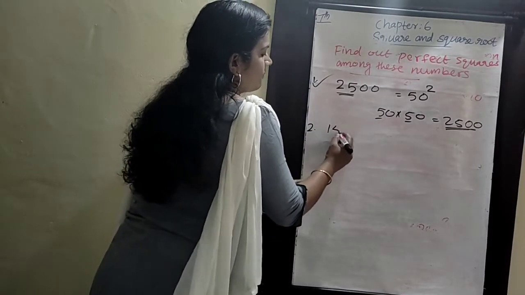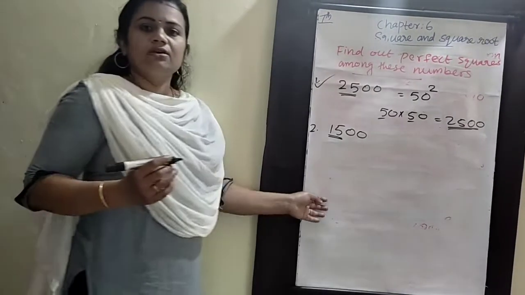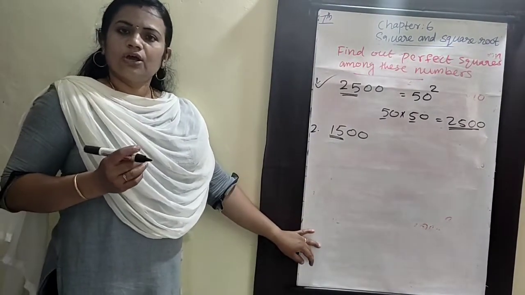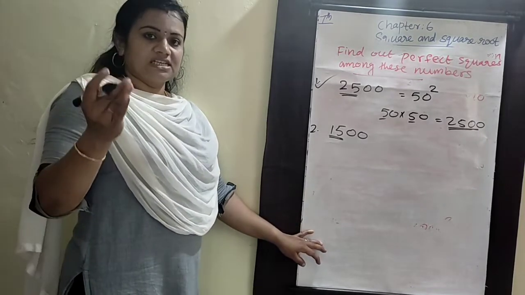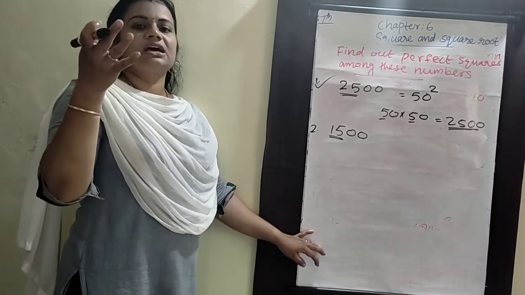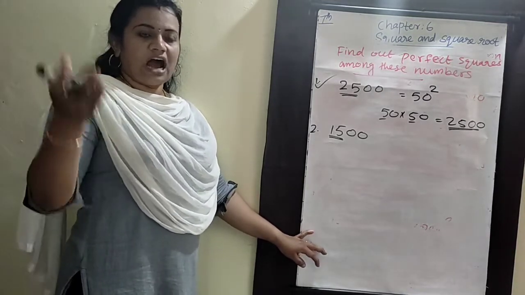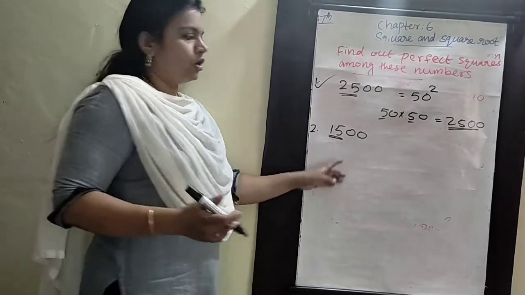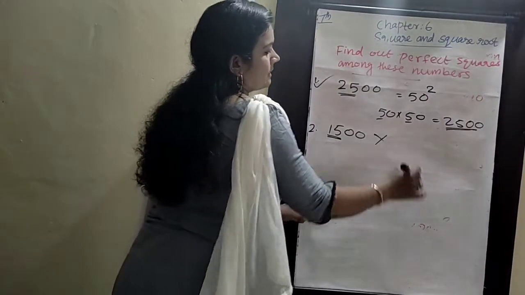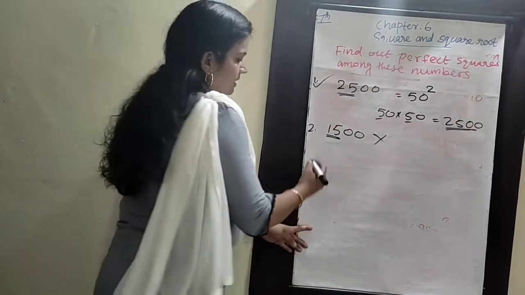Second one, 1500. You check this number, 15. Is 15 a perfect square? Now we already know the perfect squares: 1, 4, 9, 16, 25, 36, 49, 64, 81, 100, like that. Is 15 a perfect square? No. So this is not a perfect square. Understood?